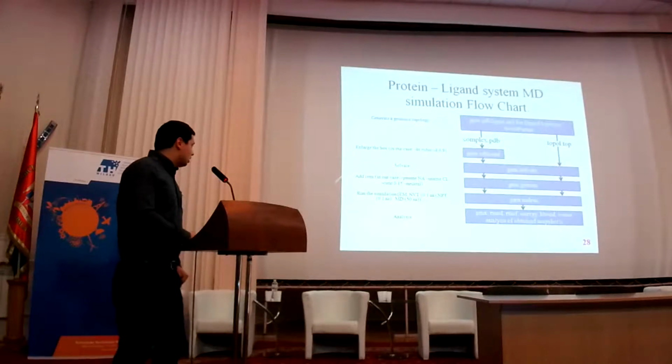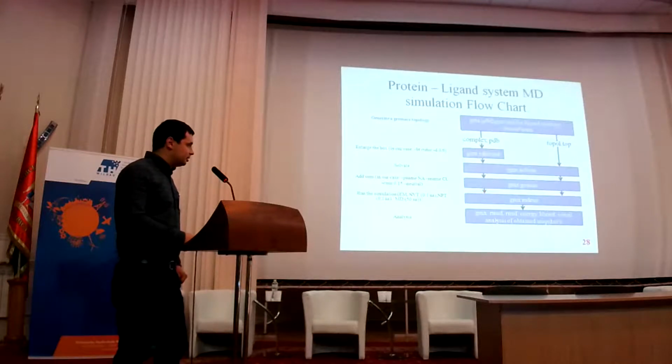Then we run energy minimization with our complex, two stages of equilibration with stable temperature and stable pressure, and of course the full MD simulation. Then we analyze our structures: root mean square deviation, root mean square fluctuation, and did some visual analysis, something like this.